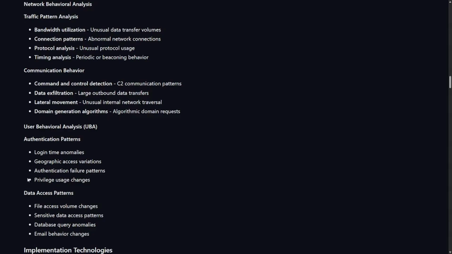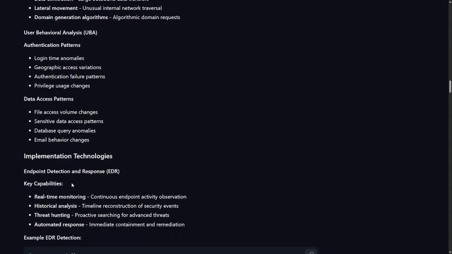UBA, user behavior analytics. That's what I was talking about earlier. Login geographic access variations, authentication failures, privilege usage changes. So they basically get all this, right? What's it called? All this fingerprinting, right? From this user. And then they go a step beyond that and try to figure out what that user's doing: file access volume changes, sensitivity, data access patterns, database query anomalies, and email behavior changes.